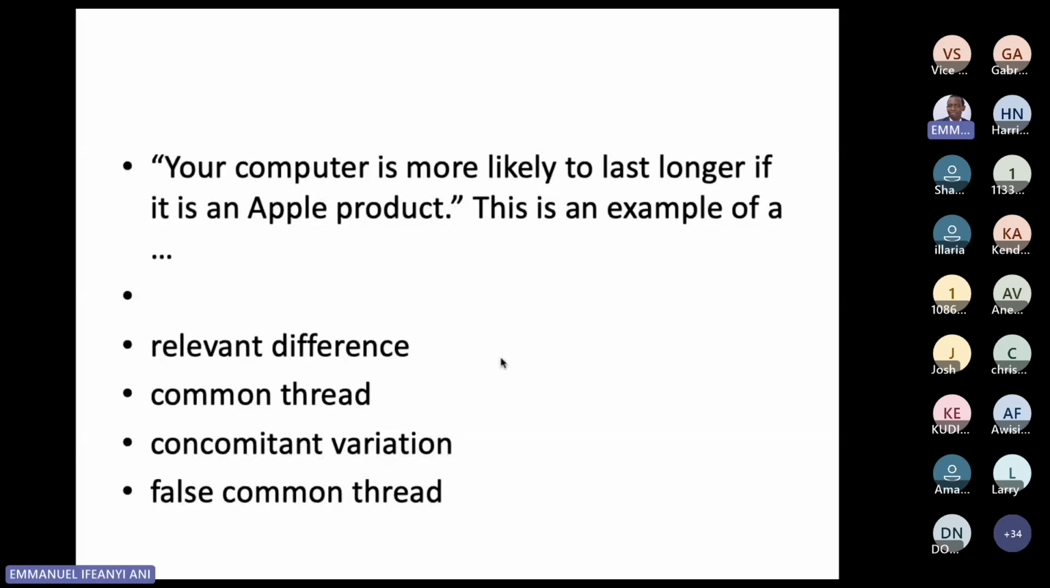So what does that tell you? Does that tell you relevant difference, common threads, concomitant variation, false common threads?